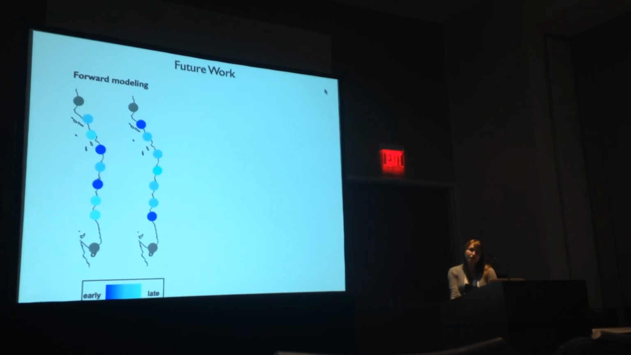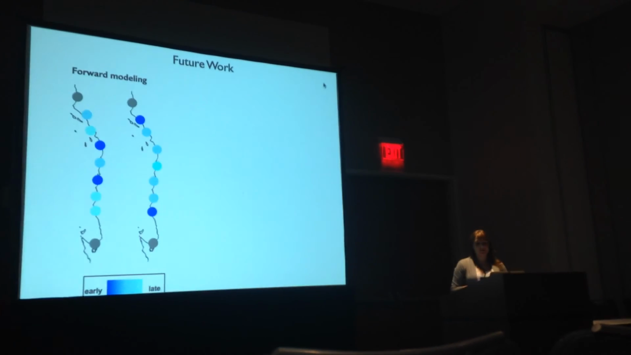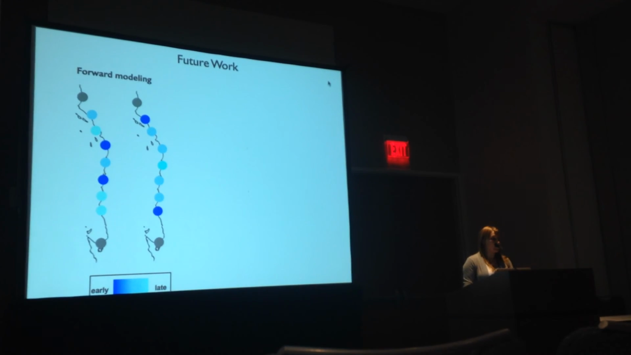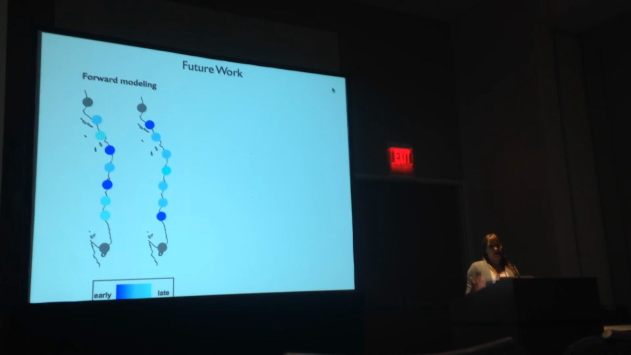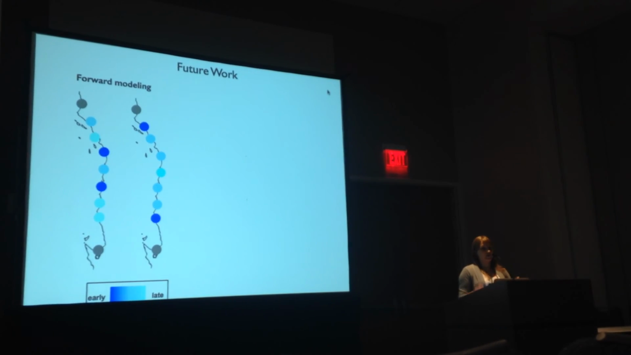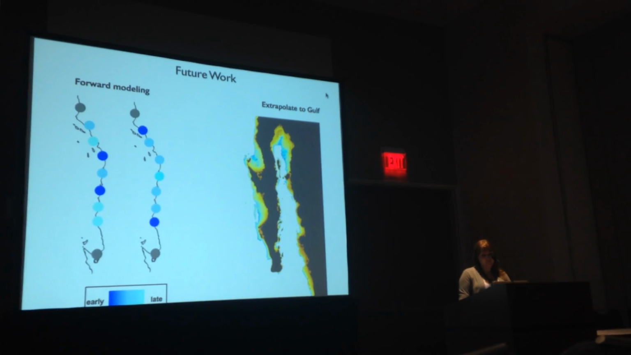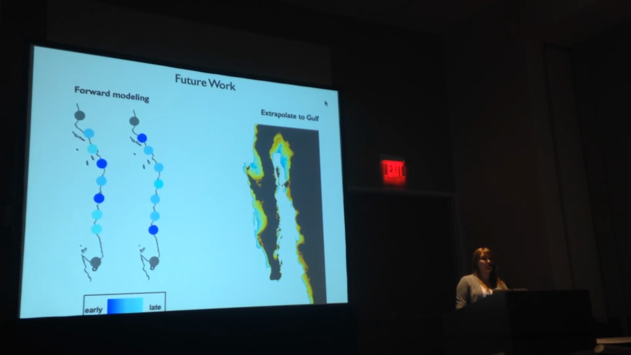So I'll conclude with future work. I think the explanation makes sense, but I want to forward model this scenario to see if the origination of habitat time can in fact correlate with this nonlinearity of the pattern observed, and extrapolate all the information I have. I have all the same data from the Gulf of California as well.